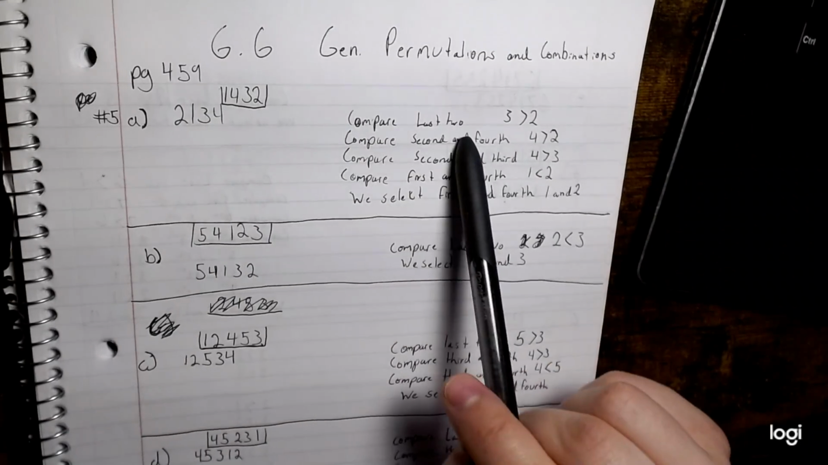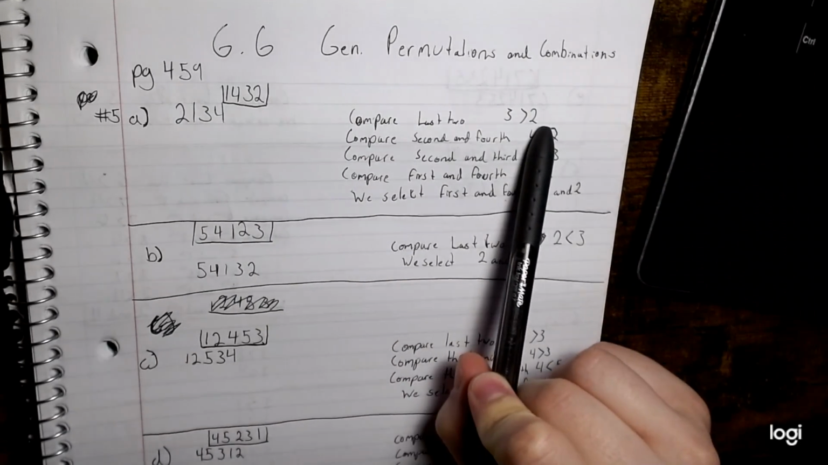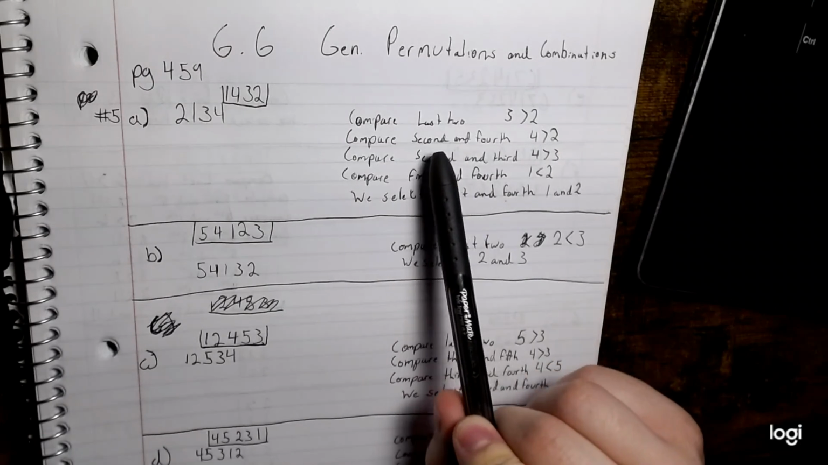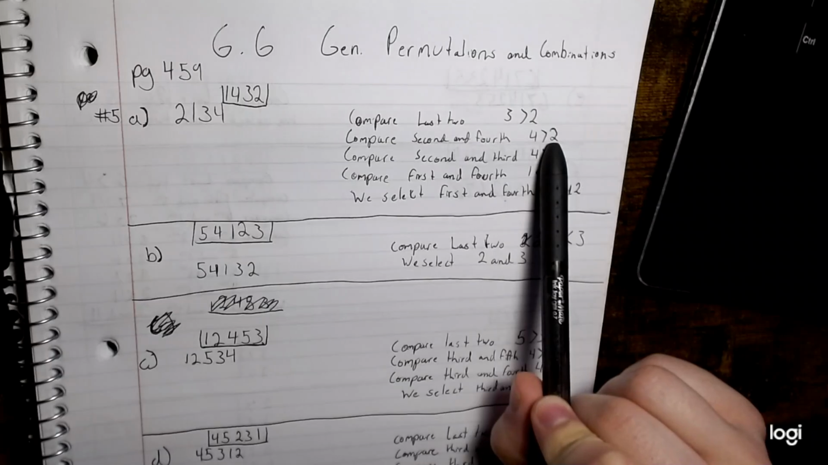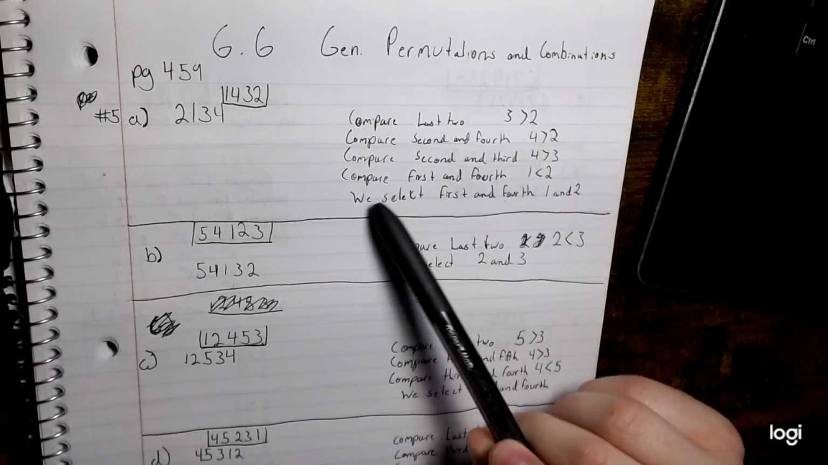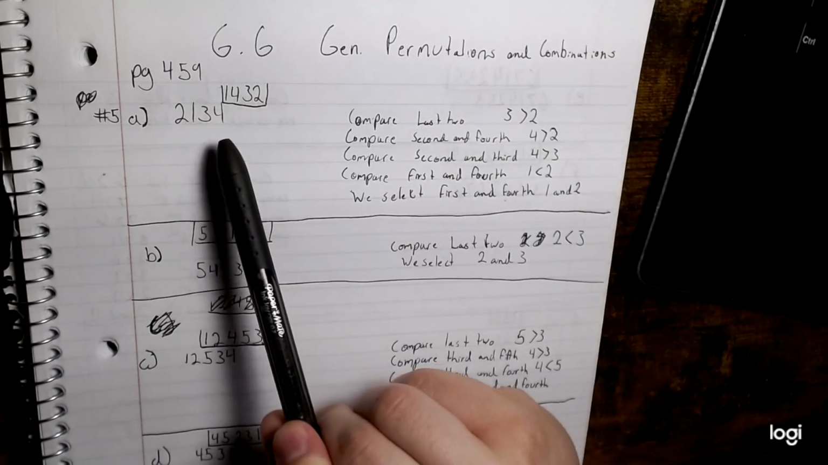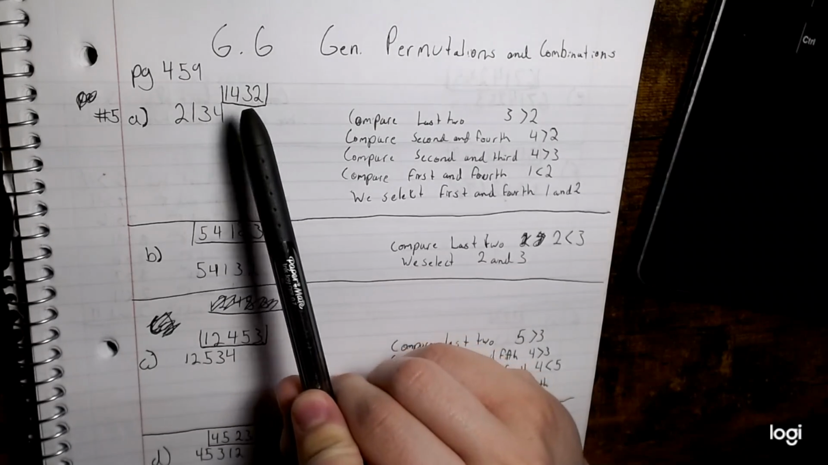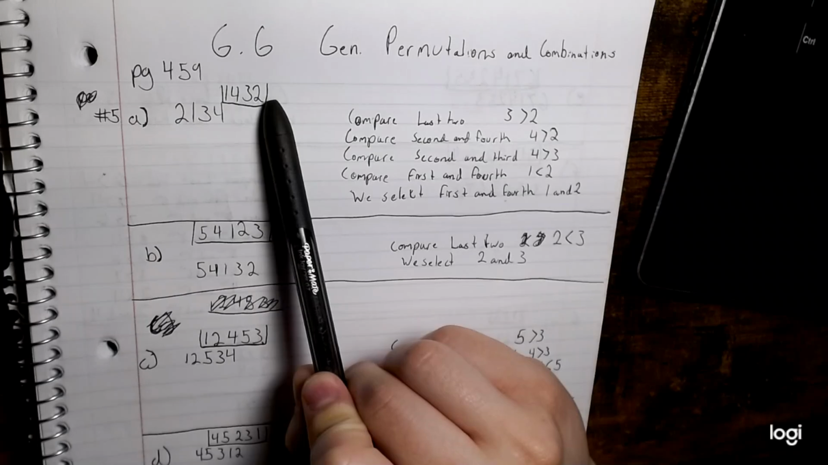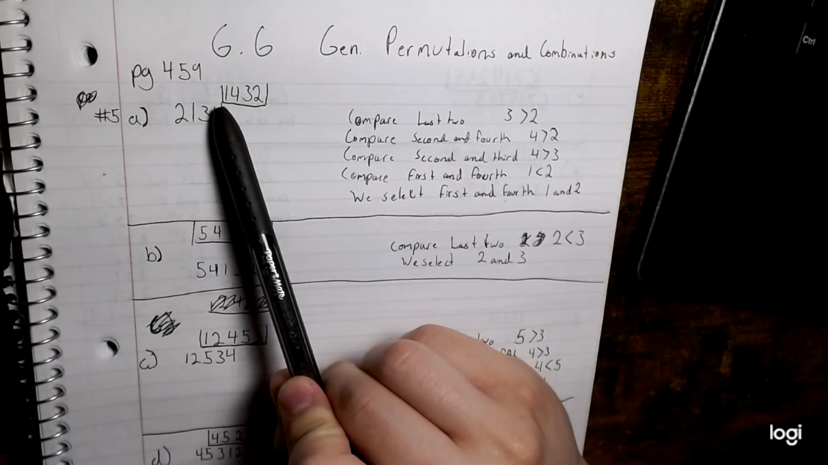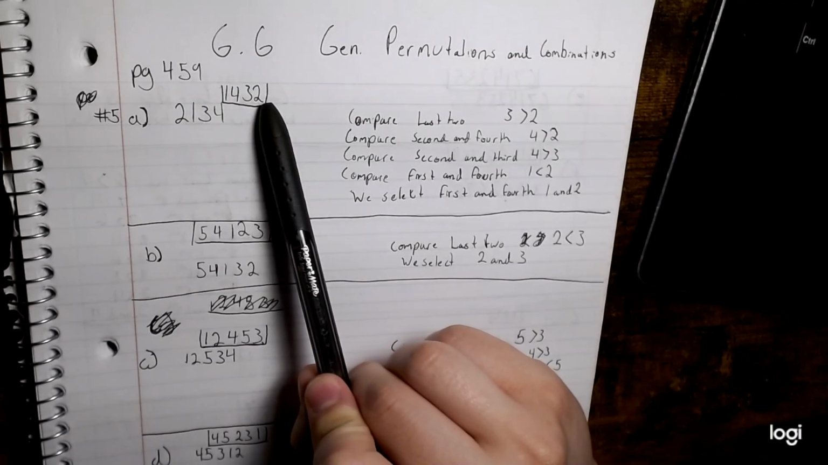So compare the last two. 3 is greater than 2. We keep on going. Compare the second and fourth. 4 and 2. 4 is greater than 2. Compare the second and the third. So we keep going. So 3 and 2 are compared. 4 and 2. Then 4 and 3. Then I'll go 1 and 2. And since 1 is going to be less than 2, that's where we stop.